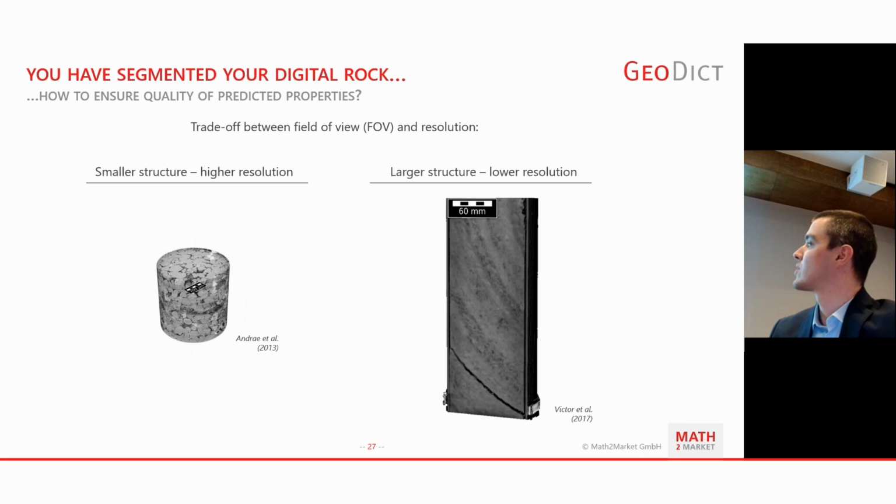Let's start with the first workflow here, and let's consider this scenario. You have scanned your rock samples, and you would like to predict some of their properties, such as permeability. And to properly capture the permeability you could predict, you need to have the representative elementary volume of your rock structure. So your structure size has to be sufficiently large, so to say.